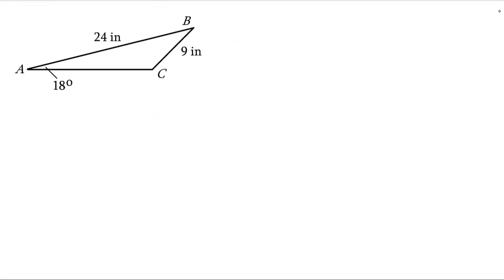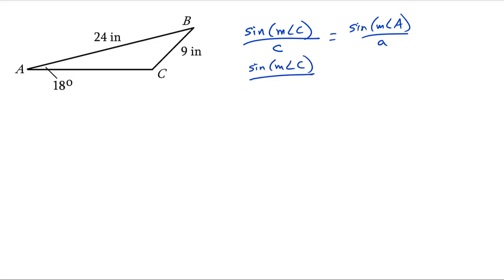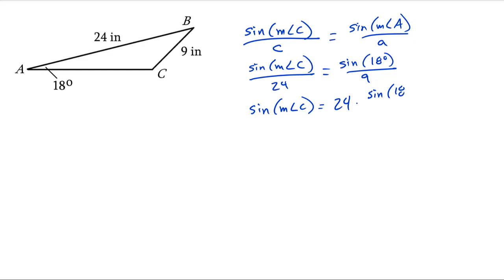There is this second possible triangle that does meet the given information about triangle ABC. And so what we're going to do is figure out the measure of angle C if we assume that C is an obtuse angle. Now when we begin this process, we want to find the sine of the measure of angle C divided by the side length C, and compare that to the sine of the measure of angle A divided by the side length A. So the sine of the measure of angle C divided by 24 will be equal to the sine of 18 degrees divided by 9 inches. So the sine of the measure of angle C will be equal to 24 times this ratio.